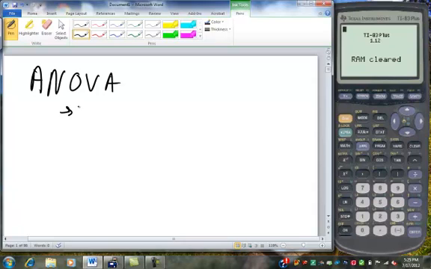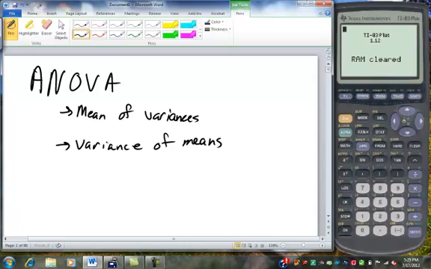What it does is compare the mean of the variances of each sample to the variance of the means. Now, if the samples are the same size, this is pretty simple. If they're not, then we have to use a weighted system. Rather than going through the formulas, to be honest, it's been years since I've actually used the formulas for ANOVA. We're going to do it electronically on the calculator.